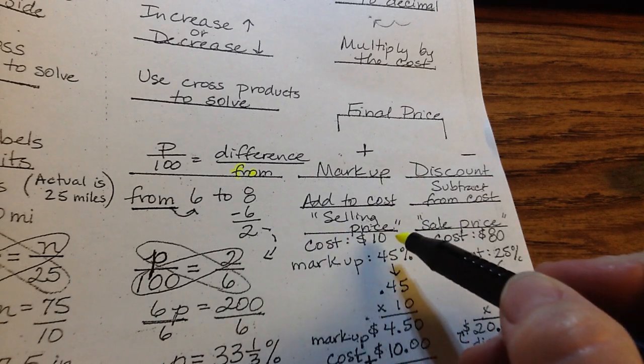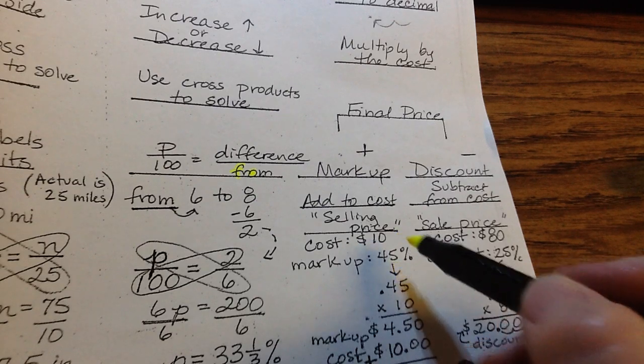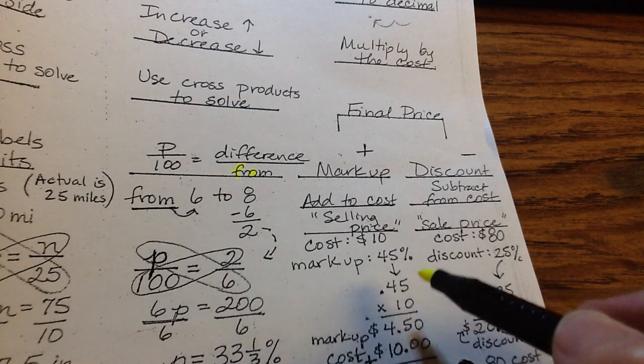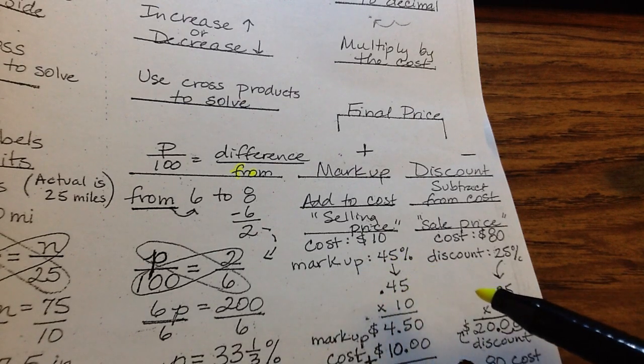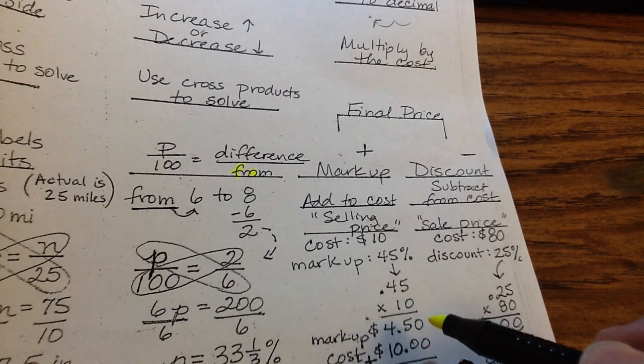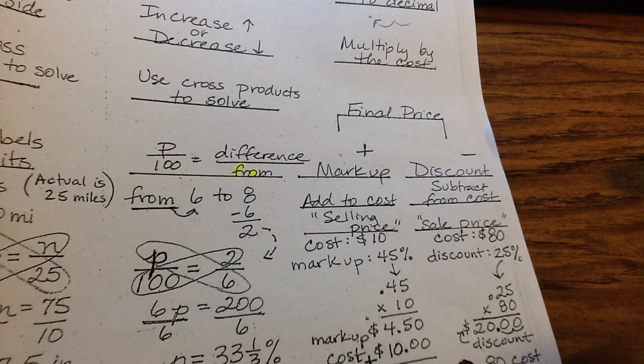Here's an example. Say something cost the store owner $10. They need to mark it up 45%. Change 45% to a decimal is going to be 0.45. Then you multiply it times the cost. 0.45 times 10 is going to be 4.50, and that in money would be $4.50.